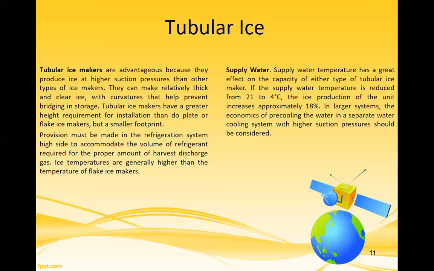Supply water. Supply water temperature has a great effect on the capacity of either type of tubular ice maker. If the supply water temperature is reduced from 21 to 4C, the ice production of the unit increases approximately 10%. For larger systems, the economics of pre-cooling the water in a separate water cooling system with higher suction pressure should be considered.